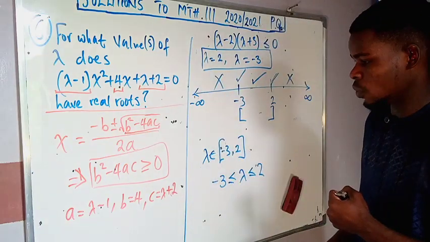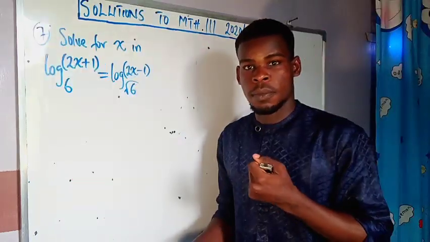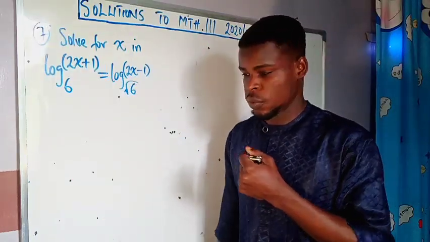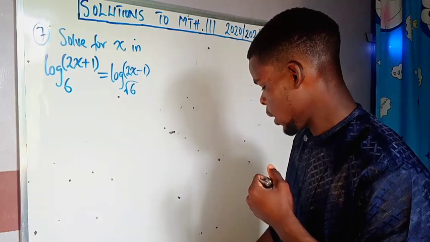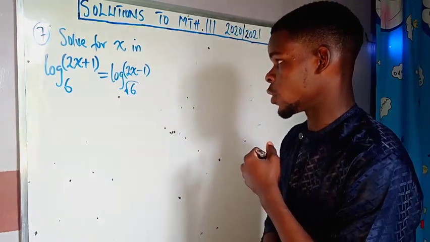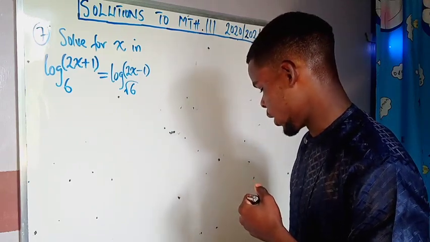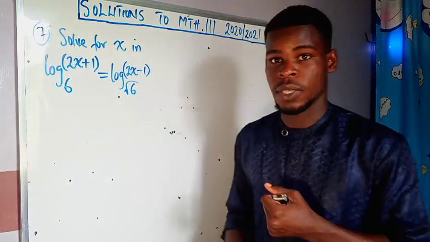Okay, we're done with the sixth question. Let's just move over to question number 7. Okay, and now we have question number 7 to deal with here. It tells us to solve for x in this equation involving logarithms, right? Logarithm of 2x plus 1 to base 6, and that is equal to logarithm of 2x minus 1 to base square root of 6, okay?